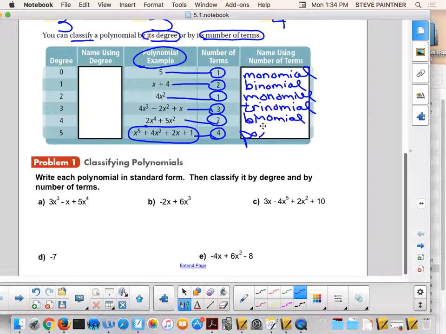Hang on. You gotta tell me of how many terms? 4. You gotta say that. Yeah, 4. You gotta say it.